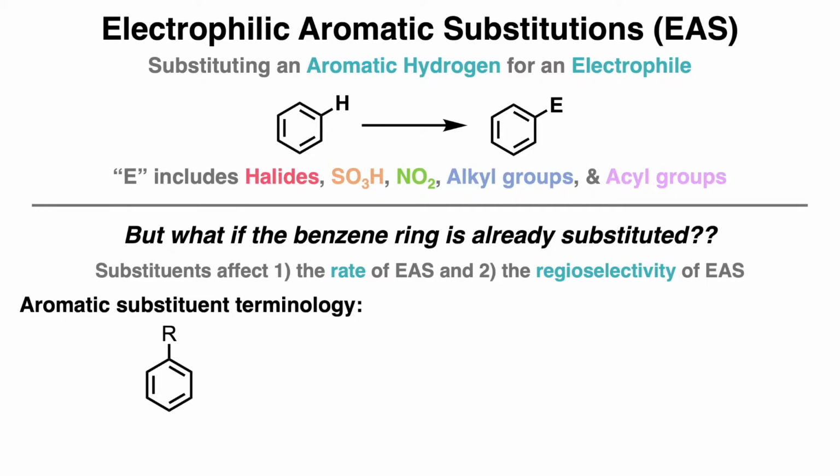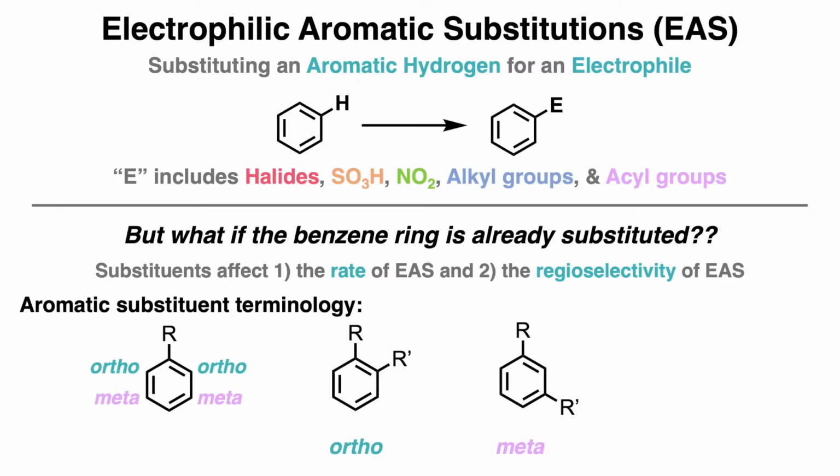If you have a monosubstituted benzene ring with an R group as shown here, a second substituent that is installed 1 carbon away from the R group is called the ortho position. 2 carbons away, it's called the meta position, and 3 carbons away, it's called the para position. So this terminology will be super important for understanding directing group effects, so make sure you remember how to differentiate between each of the 3 positions around a benzene ring.